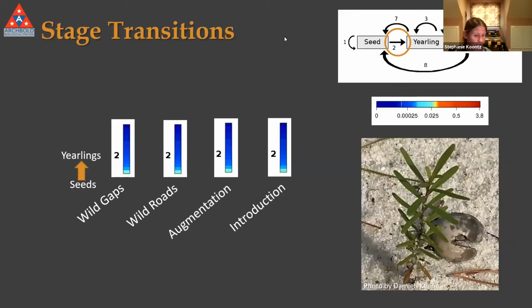Our first stage transition is looking at seeds that are dormant in the seed bank, and a portion of them will germinate and turn into yearlings. This is step 2 in the top right part of our figure, seeds that are germinating, becoming first-year plants. What I want to point out here is that we have cooler colors for smaller plants, but those cooler colors are similar across the four management treatments. We don't have more seeds turning into yearlings in one management treatment over the other. They're all making equal contributions of seeds germinating every year and becoming yearlings.